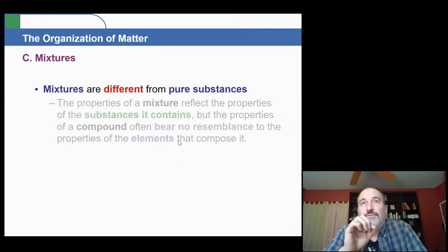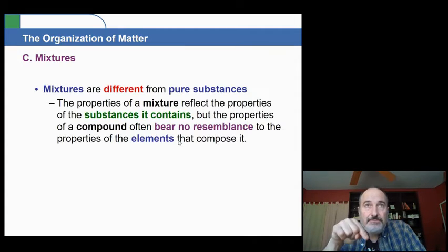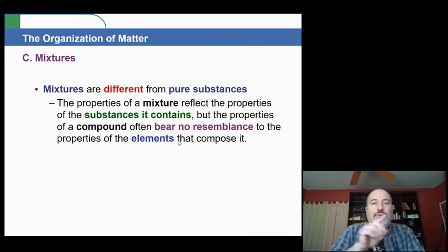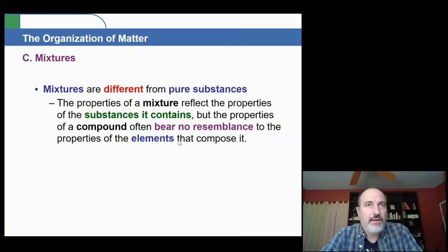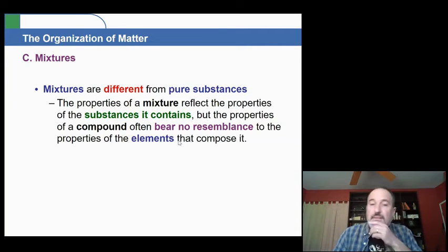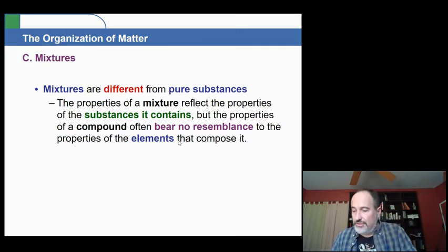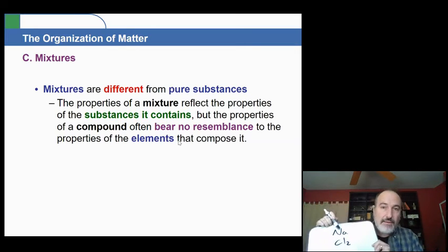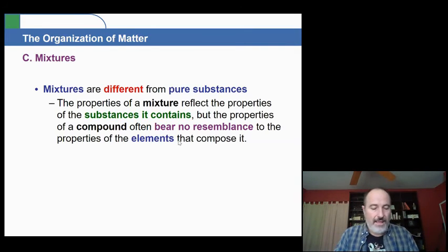Now, remember, mixtures are different from pure substances. In a mixture, the properties of the mixture reflect the properties of the substances it contains, but the properties of a compound often bear no resemblance whatsoever to the properties of the elements that compose it. For example, there are two elements. One is sodium, and the other one is chlorine. Now, sodium, Na, in its pure form, is a very reactive metal that actually explodes and catches on fire, reacting very violently with water.